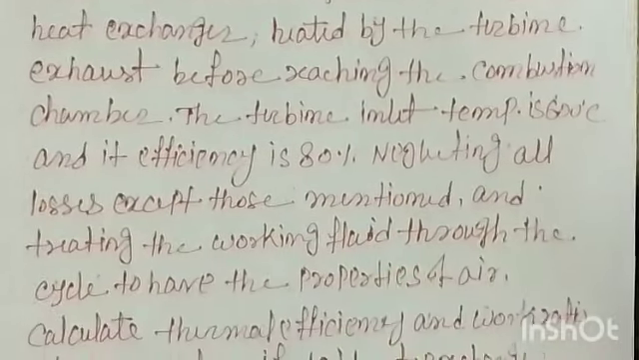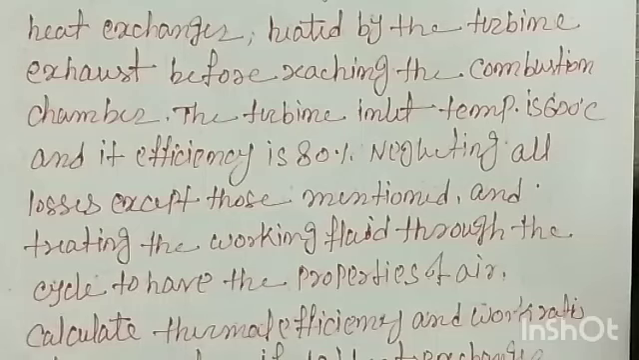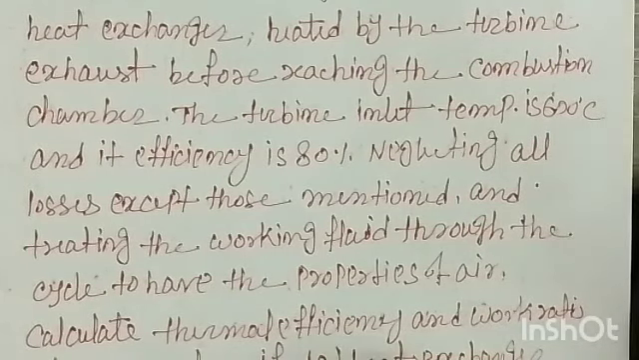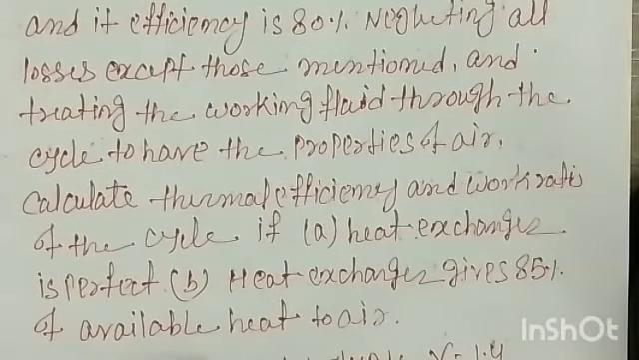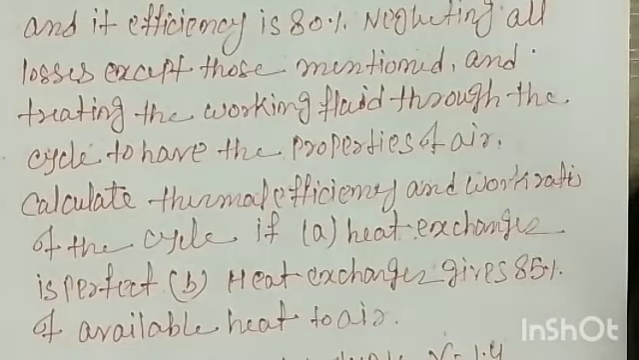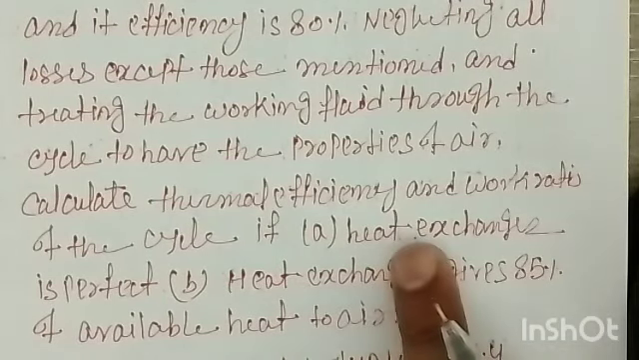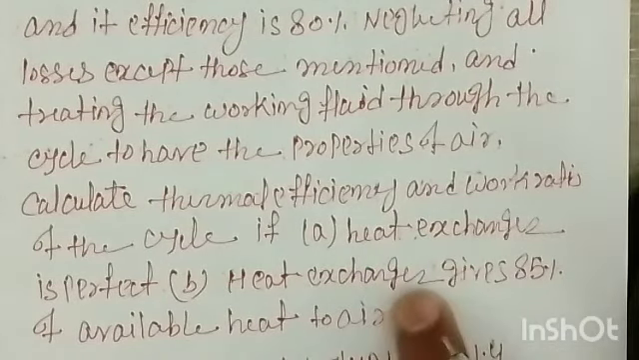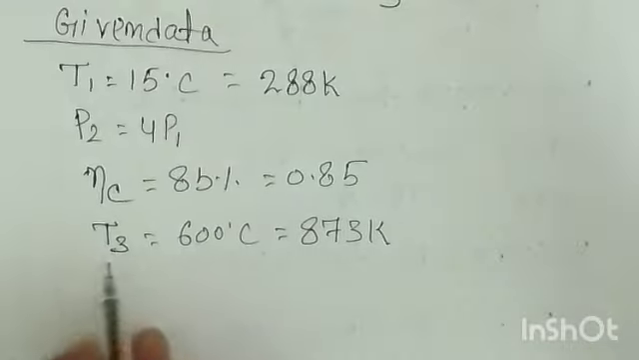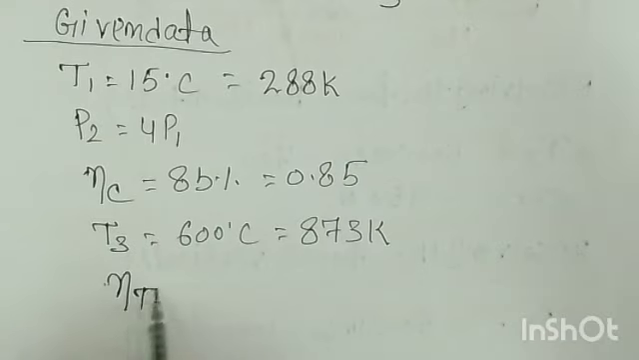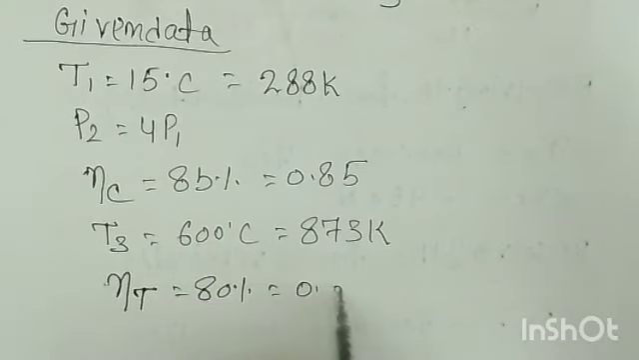We are not considering any losses, meaning mechanical friction and all those things. Using the properties of air, calculate the thermal efficiency. First case is the heat exchanger is perfect, and the second is the heat exchanger gives 85% of available heat to air. In the first case the effectiveness will be 1, and in the second case the effectiveness will be 0.85, right? So the turbine efficiency is given as 80%, which means 0.8.